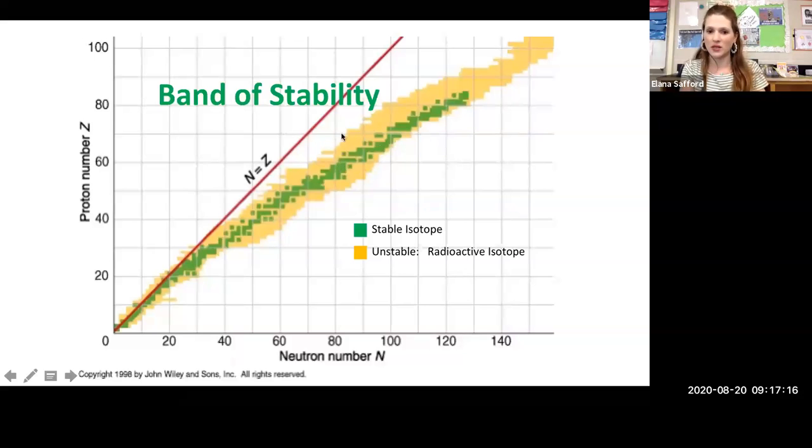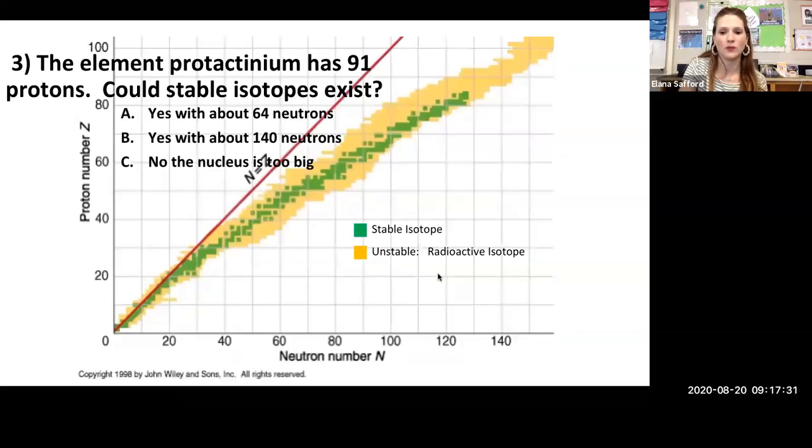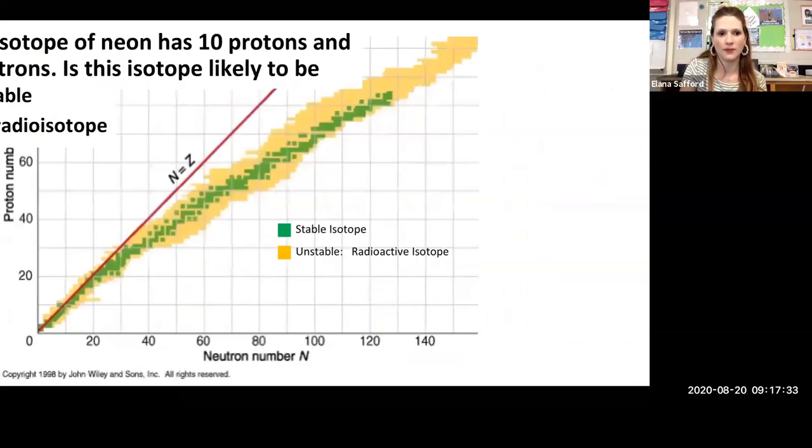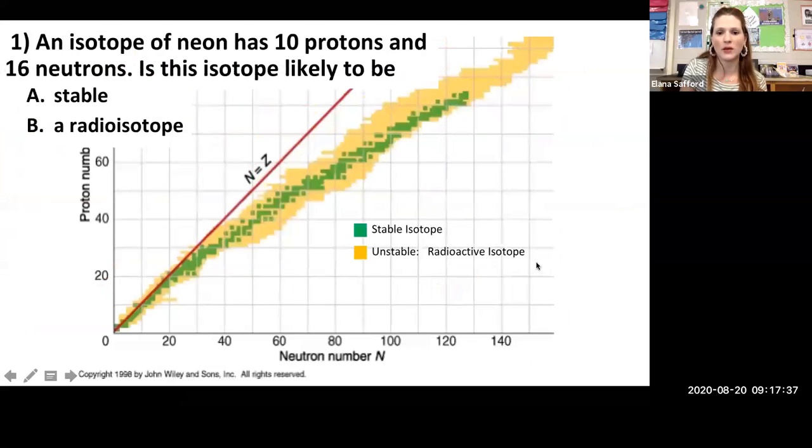You want to be focusing in on here. If you plot a point that's outside of the lines, let's say way out here, then it couldn't exist at all. So let's do an example of this.